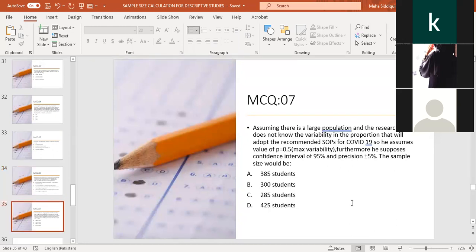Assuming there is a large population and the researcher does not know the variability in the proportion that will adopt the recommended SOPs for COVID-19, so assumes the value of P is equal to 0.5, that is maximum variability. Furthermore, he supposes a confidence interval of 95% and precision of plus minus 5%. The sample size would be 385 students, 300 students, 285 students, 425 students. Yes, good. The correct answer is 385 students.